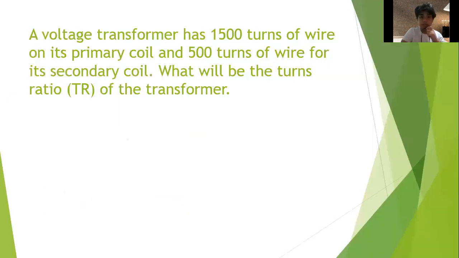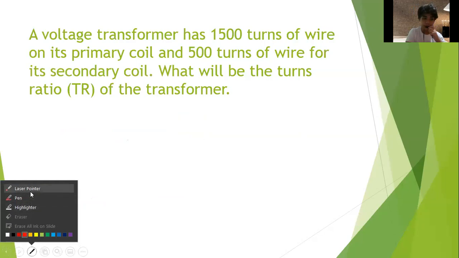So here is an example. A voltage transformer has 1,500 turns of wire on its primary coil and 500 turns of wire on its secondary coil. What will be the turns ratio of the transformer? This is the first example, and here is the way we can solve it.